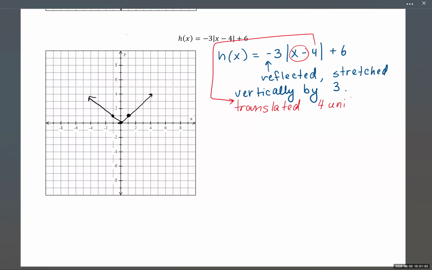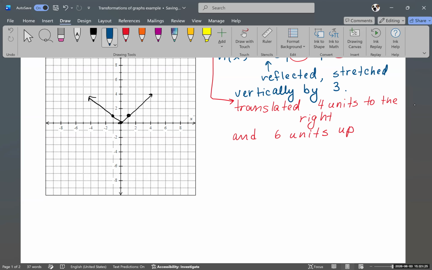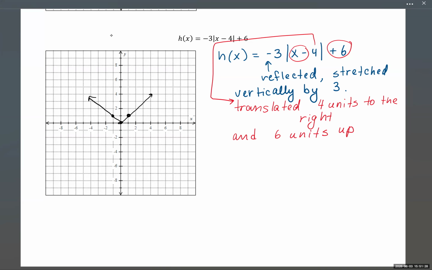Four units to the right. And then the +6 on the outside, 6 units up. All right, let's go ahead and put it together on a graph. I like starting with translations so that I don't get lost along the way. So we're going to shift 4 units to the right and 6 units up.